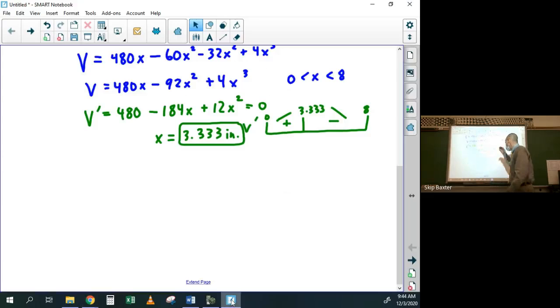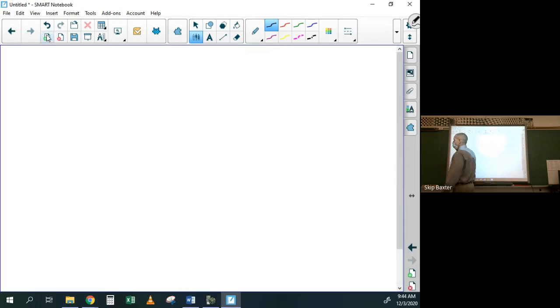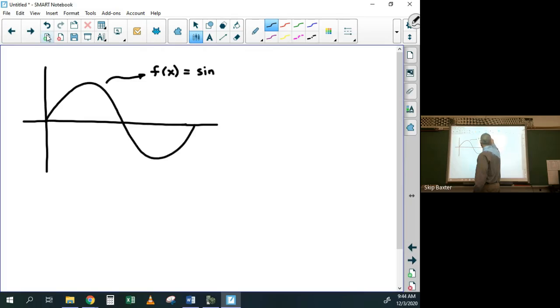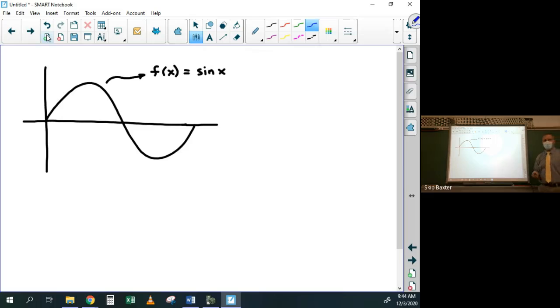Okay, so let's just do a couple other problems for optimization. So what about this one? This one I thought was pretty interesting when I saw it. It was kind of hard to figure out what to do. So suppose you have a curve, a sine curve, okay? So this is the graph of sine x. This is f of x equals sine x. And suppose you have a rectangle that's inscribed in this curve. So something like this, a rectangle that looks like this.